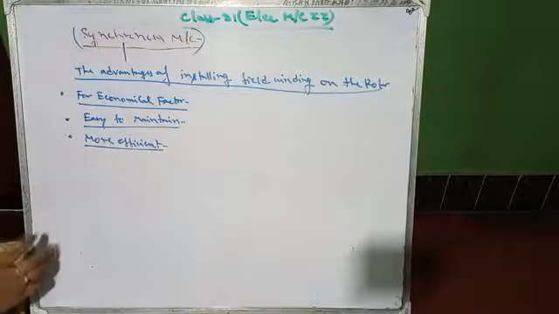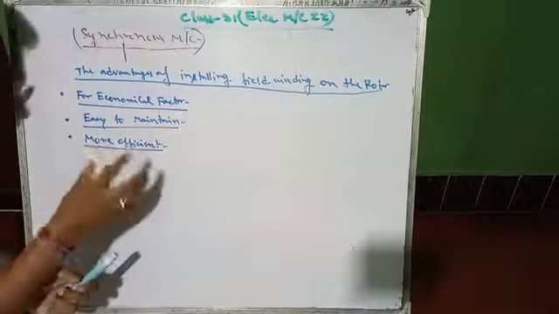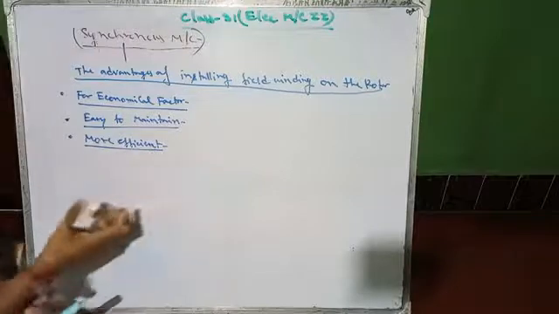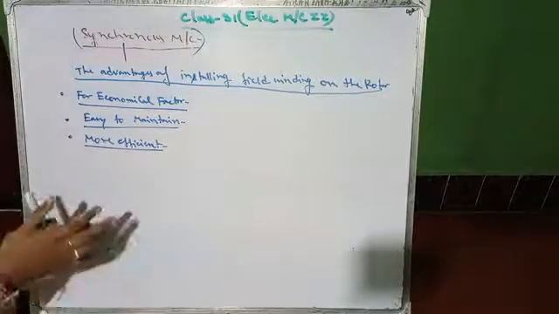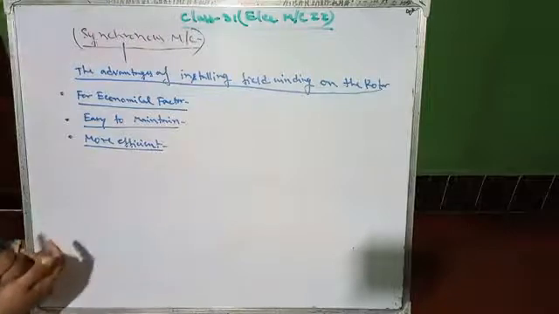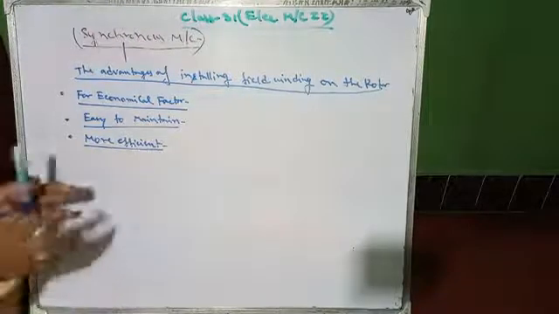So at the brush contact, there will be a friction and windage loss, and there will be an I square R loss. This type of loss will be incurred if we place the armature as the rotor.